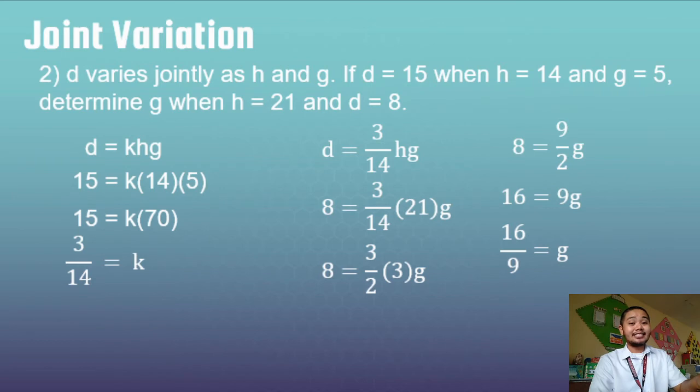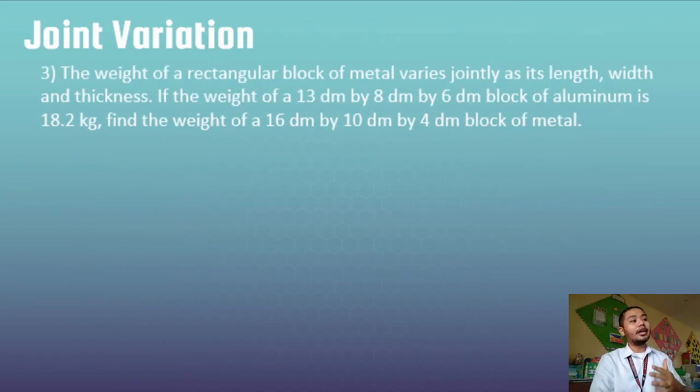Down to our last example. So we have the weight of a rectangular block of metal varies jointly as its length, width, and thickness. So focus muna tayo sa first sentence. Yung weight ng metal varies jointly as its length, width, and thickness. Ayan yung magiging equation natin.